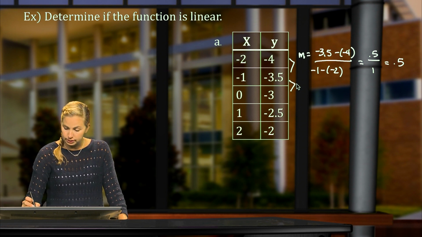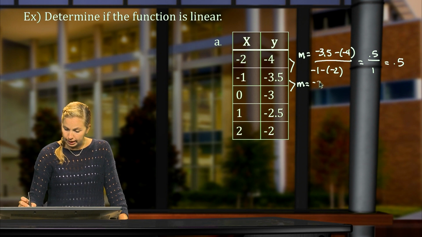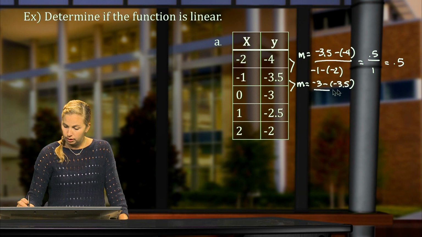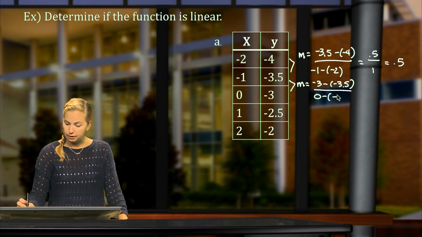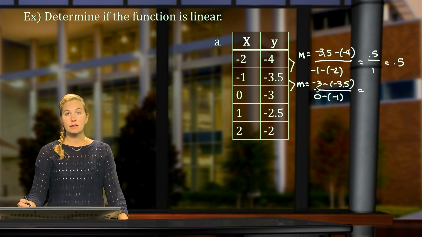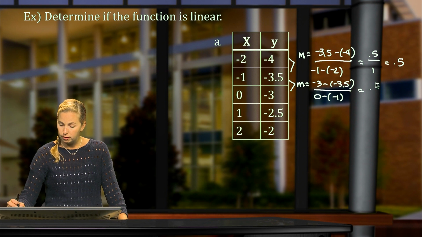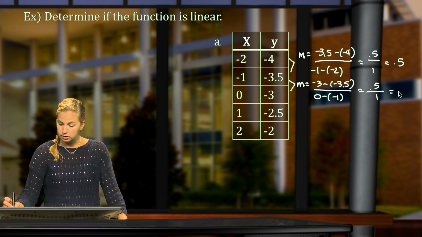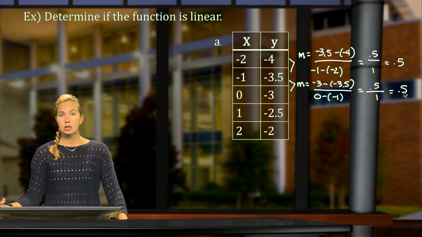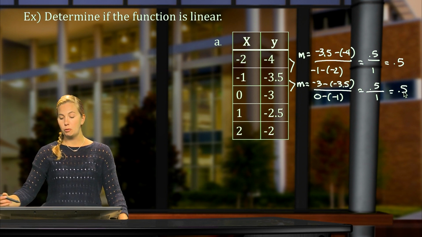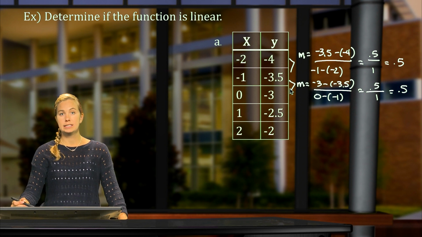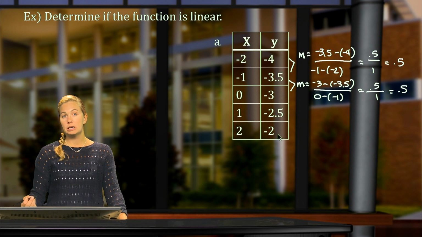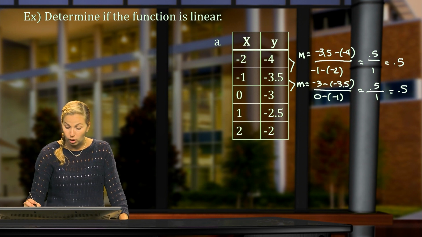Between our next 2 points, our slope is -3 minus -3.5 divided by 0 minus -1. -3 plus 3.5 is 0.5. And 0 minus -1 is 1. So we still have the same slope. Just because we're seeing a consistent slope between the first two sets doesn't mean that this data is linear. Things could change in the next point. So we do need to make sure we check every pair.